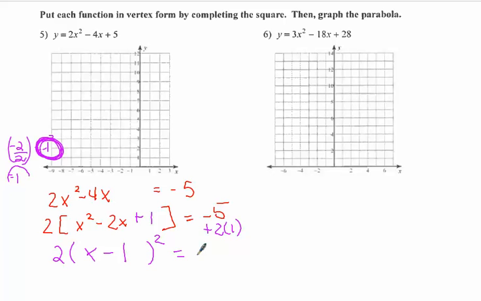Equals -5 plus 2. Sorry, I can't add, I don't know where I'm getting 1. -5 plus 2 is -3, thank you. See, I put 1. I don't know where I got that. I move this over and I get 2 times (x minus 1) squared plus 3 equals y. This is my vertex form.